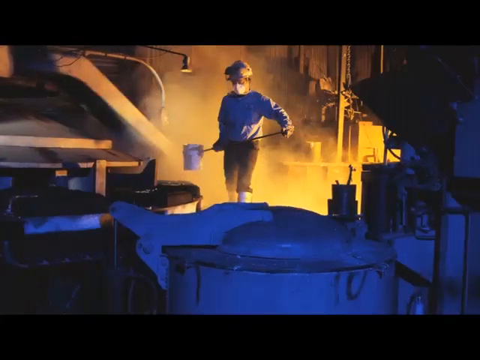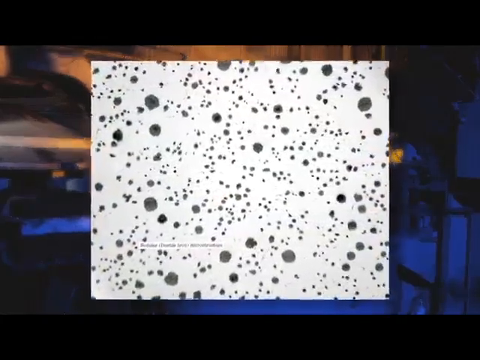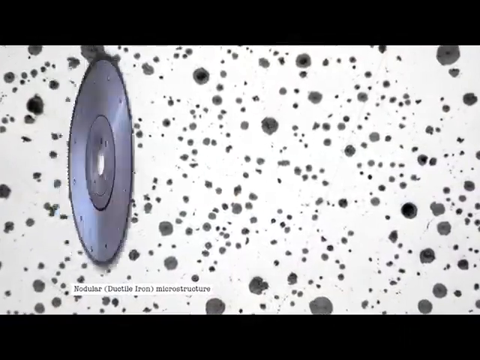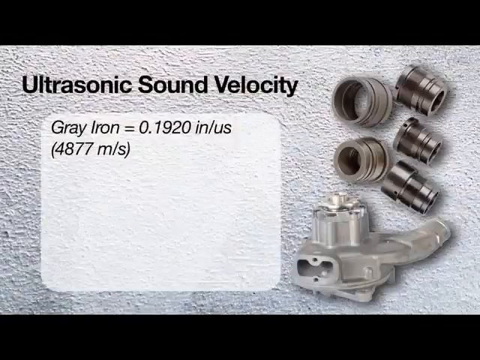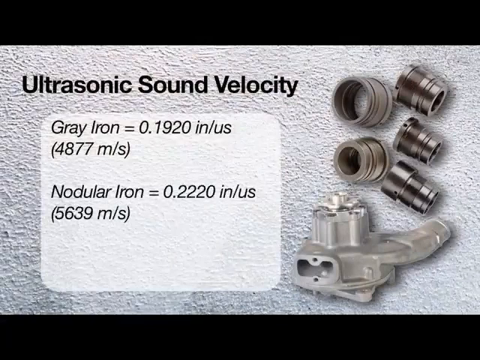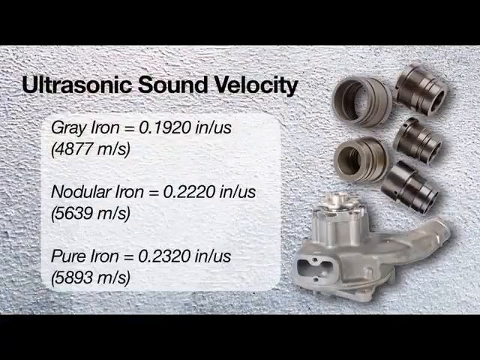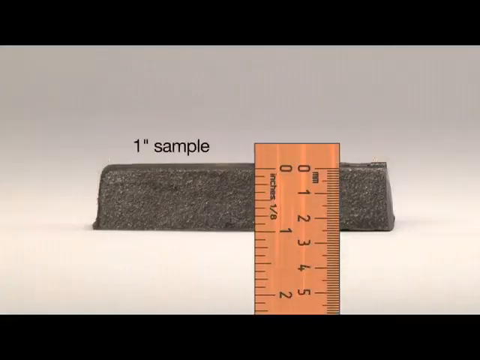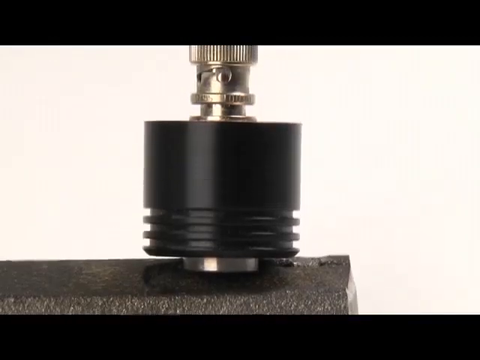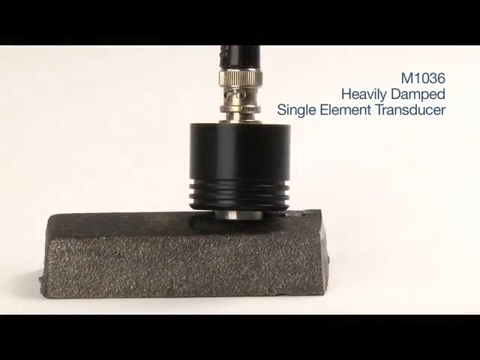The more desired graphite microstructure is in the form of spherical nodules, which produces a softer and more malleable iron. This material is known as nodular iron. We can check nodularity by measuring the ultrasonic sound velocity through the material. Each material will have a different sound velocity. In order to measure it correctly, it is important to know the true thickness of the sample you are working with. To perform the test, we will use a heavily damped single-element transducer for penetration and accuracy.